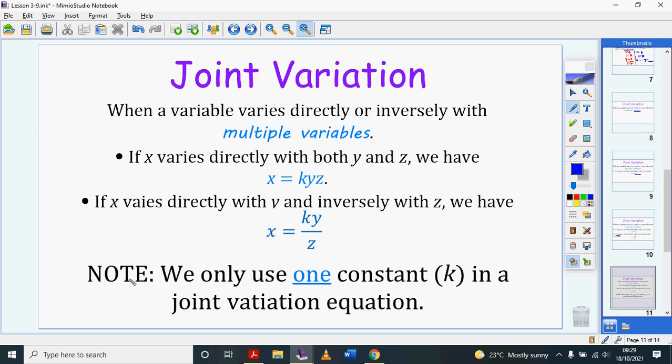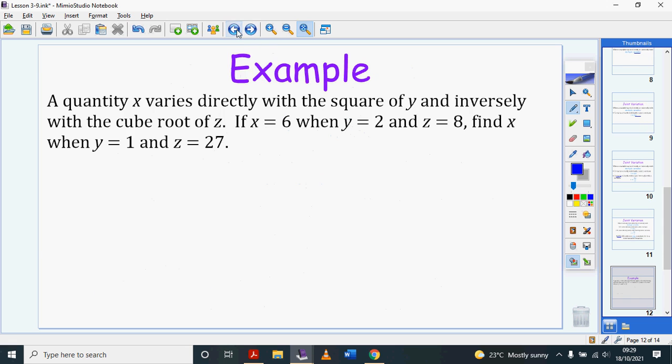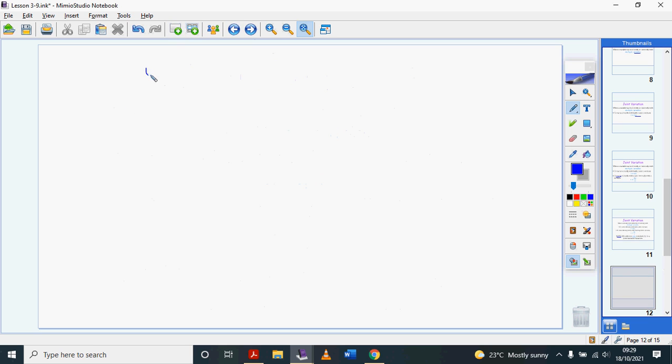So however, we need to know that we only use one constant in a joint variation equation. Let me just explain this a little bit. Let's say you have y is varying directly with x, and you also have the same y is varying inversely with, say, x squared, or maybe m squared, right? It's varying inversely with m squared. Now this is the same quantity y, right? And it's varying in two different ways, directly and inversely with different quantities. So when I get rid of the fish, I'll have y is equal to kx, and when I get rid of the fish here, I'll have y is equal to k out of m squared, right?